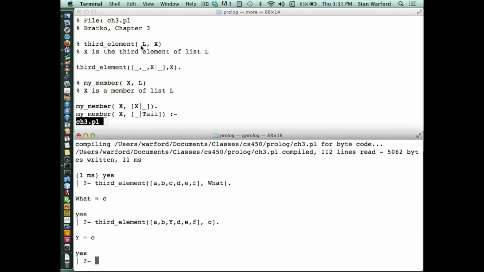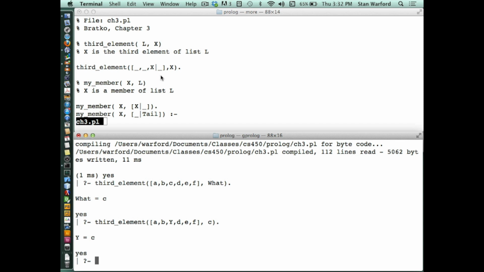How is it that the second argument is the third element of the first argument? Well, if the list is shaped like anything, comma, X, vertical bar, the rest of the list, then this is the same as this. That's the fact. You didn't have to write a loop or subscript the third one, you just say that fact. Third element will be true. Do you see that this will be the third element of this, if this list looks like this? Are you with me?